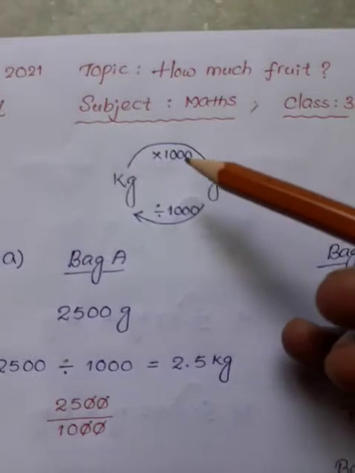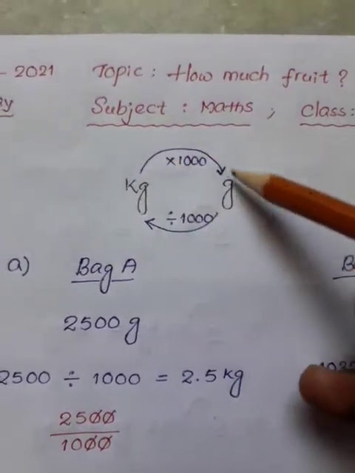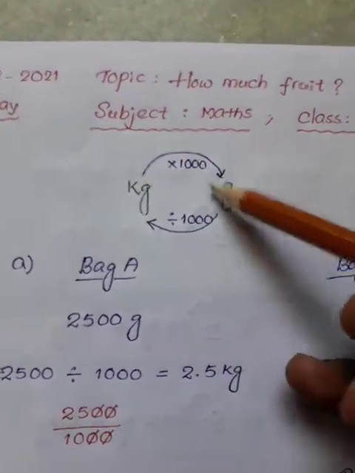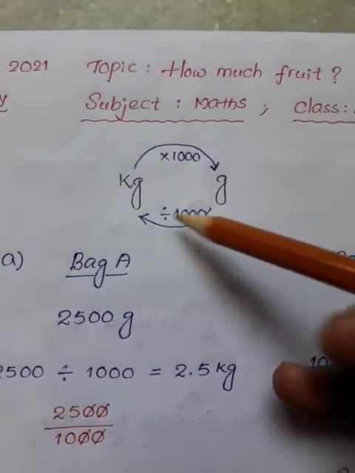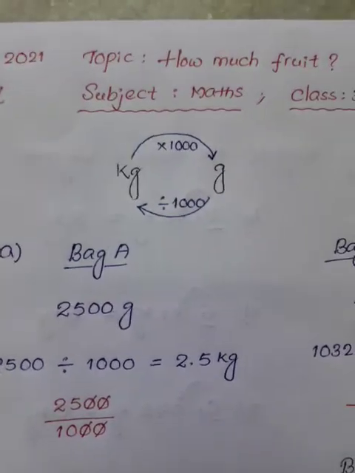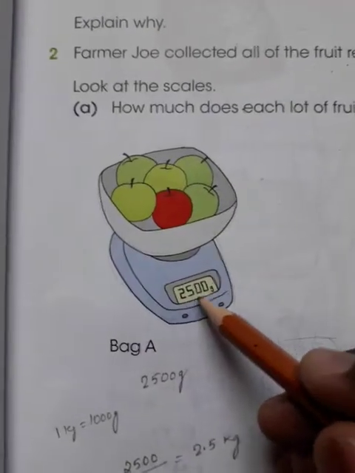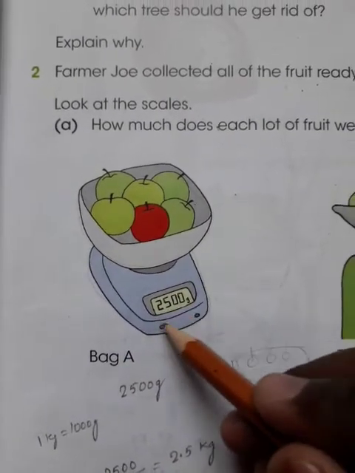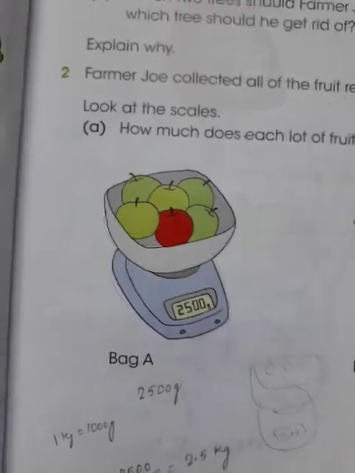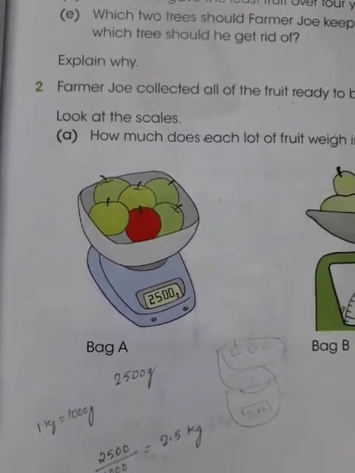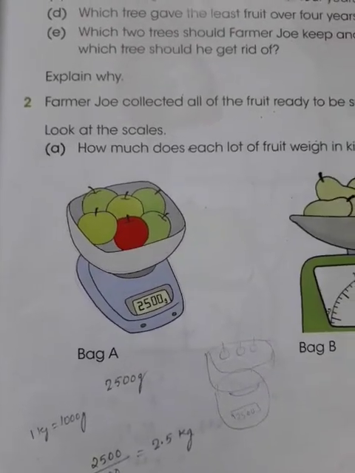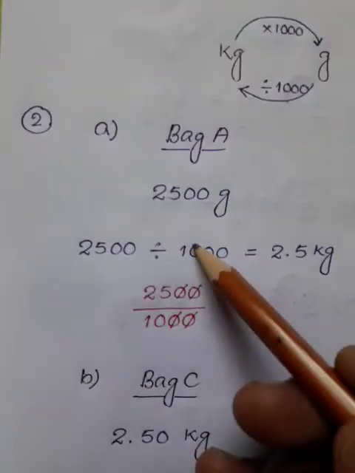So first of all, we know that 1 kilogram equals 1000 grams. So that means kilogram to gram, multiply by 1000, and gram to kilogram, divide by 1000. You should understand this first of all. So now look at bag A. What is this one here? Digital, right? It is directly given as 2500 grams. So we need to write the answer in terms of kilogram and gram. So gram to kilogram is what? Divided by 1000. So I divide.